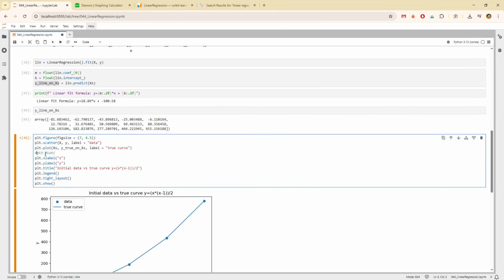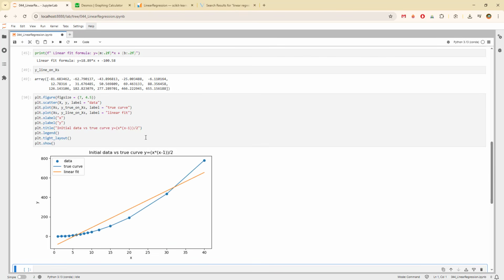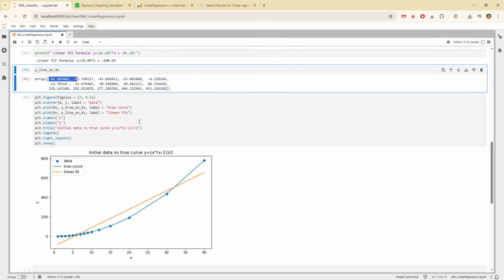Okay, so let's plot it. How do we plot it? The same, we have the axis, and we write y line on axis, and the label would be linear fit. Yeah, this is how it looks. You see the 0 is here on the y, so we are in the minus at the beginning, minus 81 something, and so on.